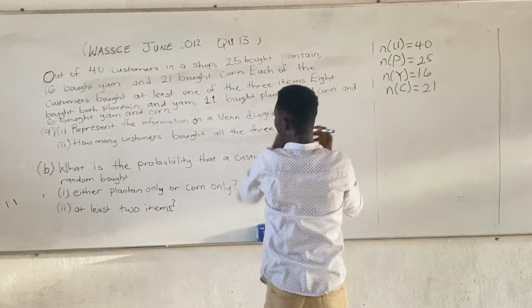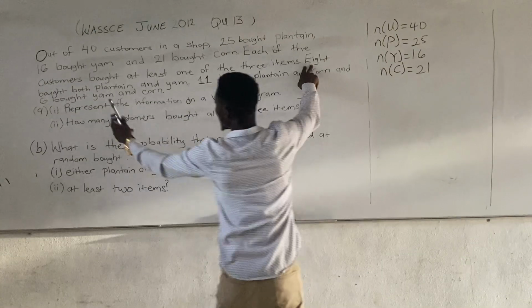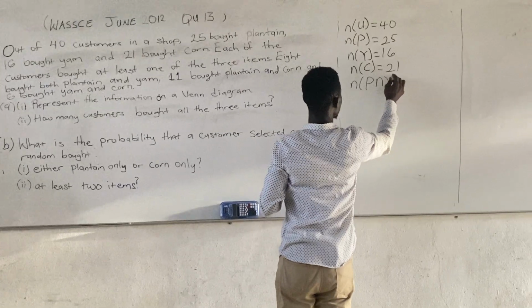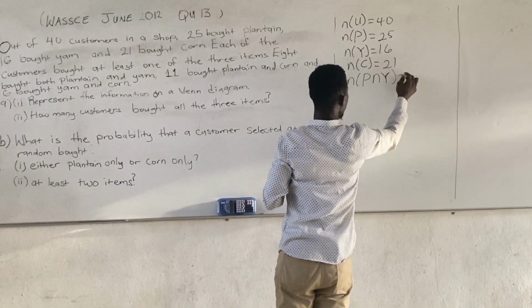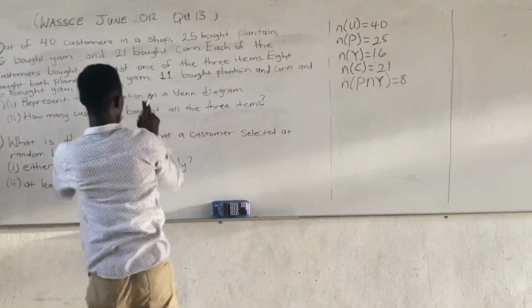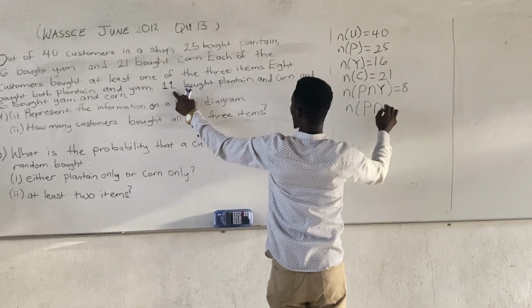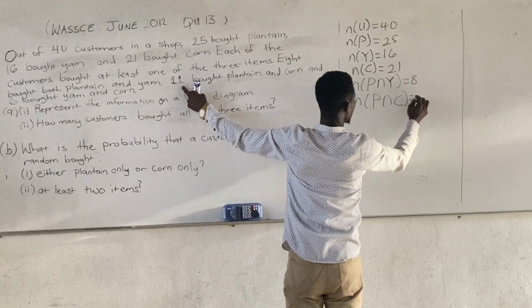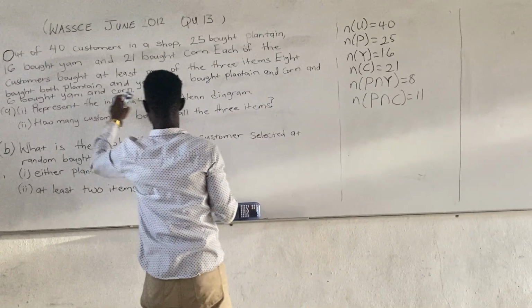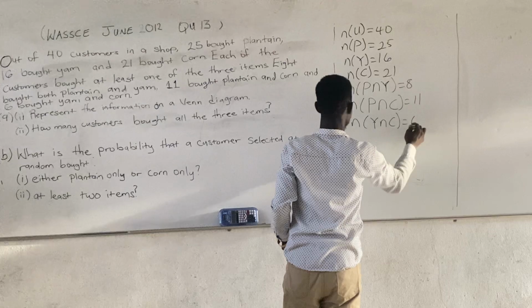Each of the customers bought at least one of the three items, meaning region 8 has no number. 8 bought both plantain and yam. Number of customers that bought plantain and yam is 8. 11 bought plantain and corn. Number of customers that bought plantain and corn equals 11. And 6 bought yam and corn. Number of customers that bought yam and corn equals 6.